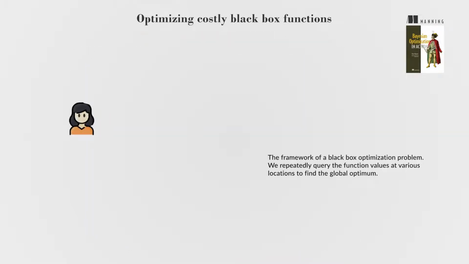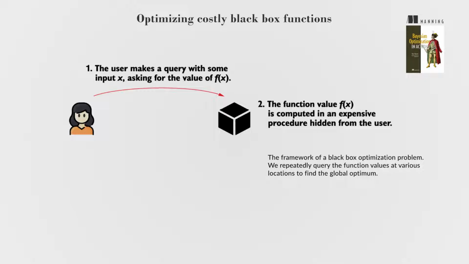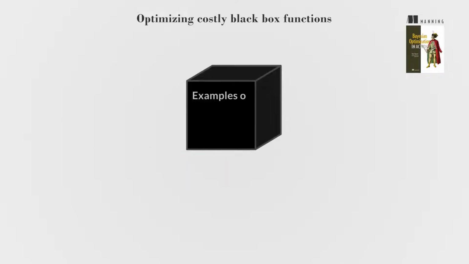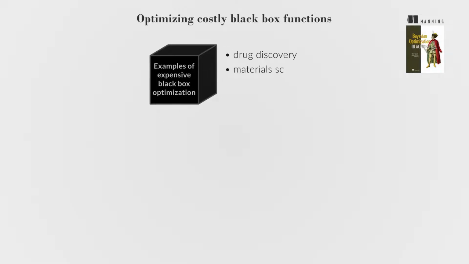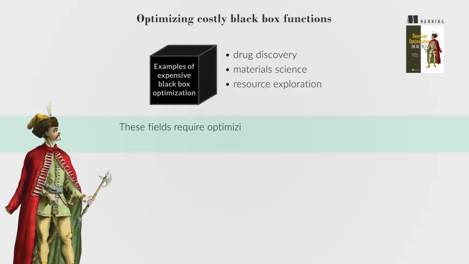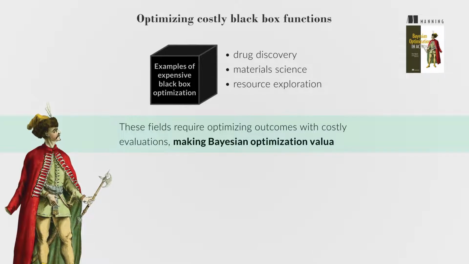Expensive black box optimization involves maximizing an objective function without knowledge of its internal workings. The high cost of function evaluations makes exhaustive searches impractical, necessitating more efficient methods like Bayesian optimization. Examples of expensive black box optimization include drug discovery, materials science, and resource exploration. These fields require optimizing outcomes with costly evaluations, making Bayesian optimization valuable.